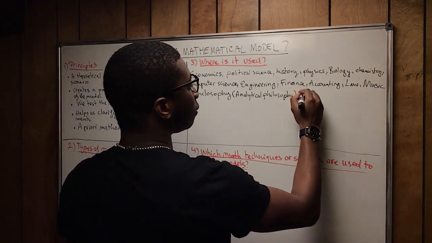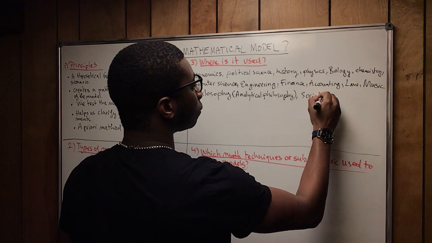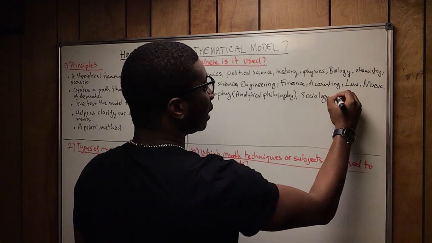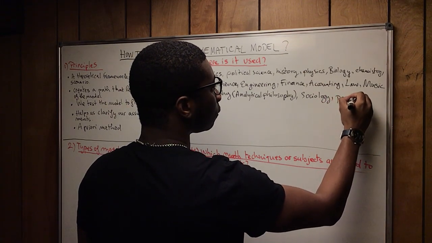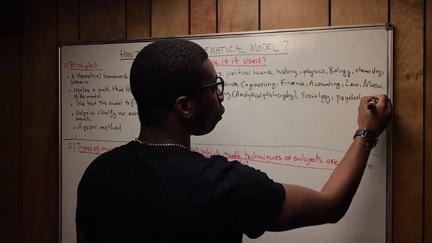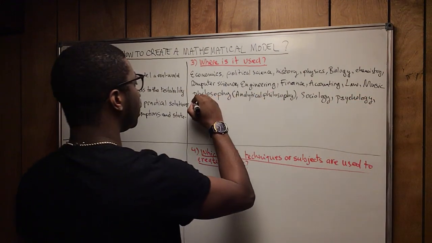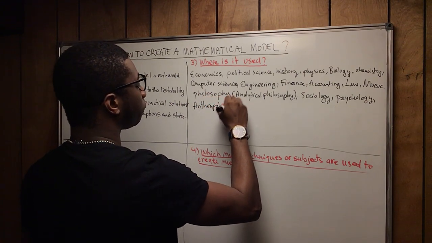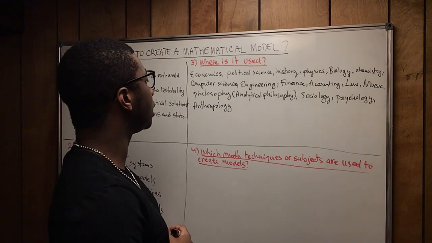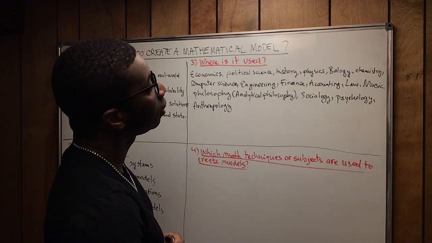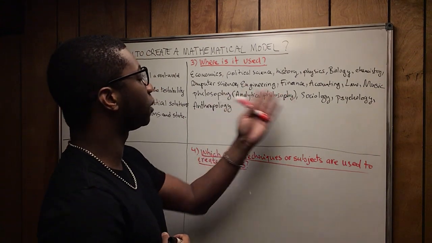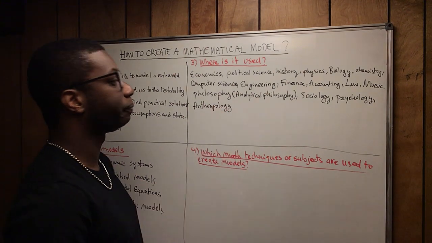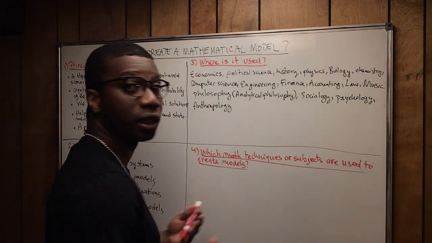It is used in sociology a lot. There's a branch called mathematical sociology, and it is used in psychology. And there's also a branch called mathematical psychology. It is used in anthropology. I don't know if I'm missing any other field of study, but these are the fields of study that come to mind. And mathematical models are used in any of these fields of study. So it is amazing.